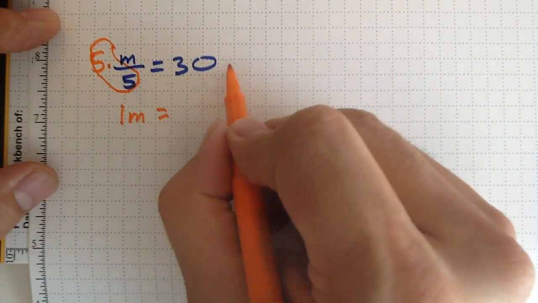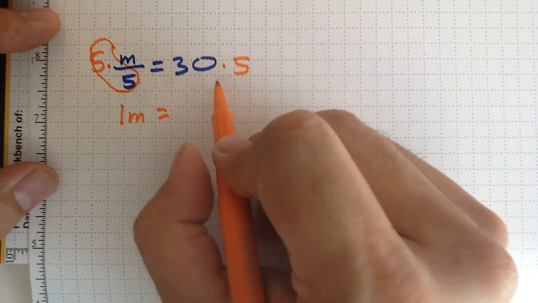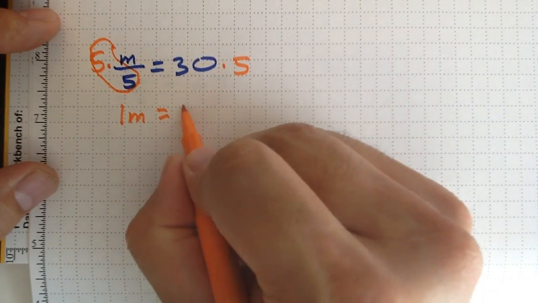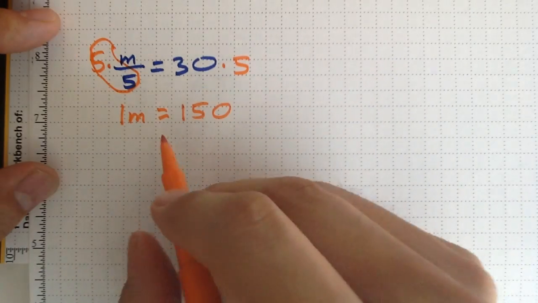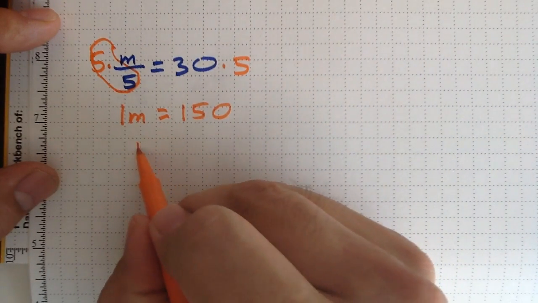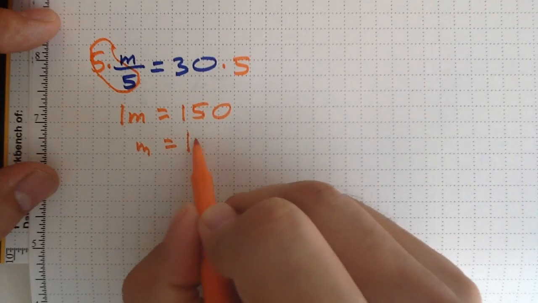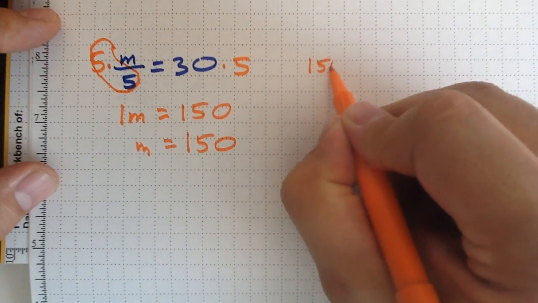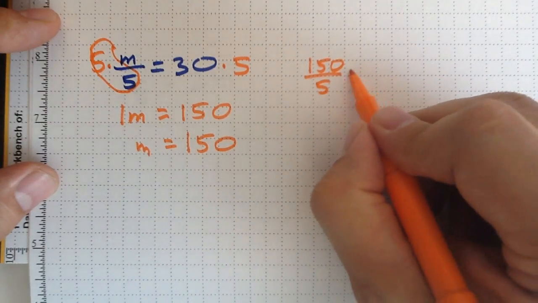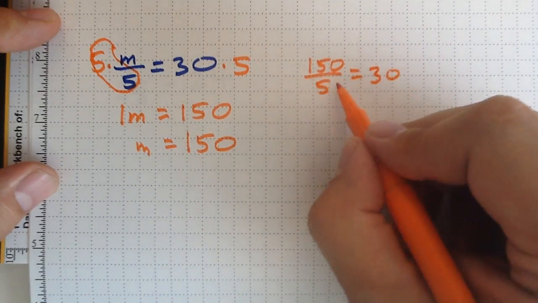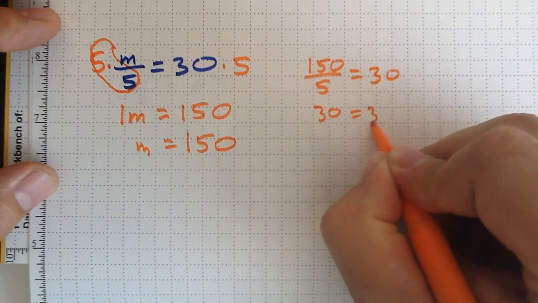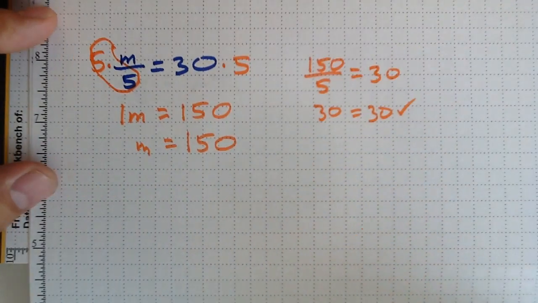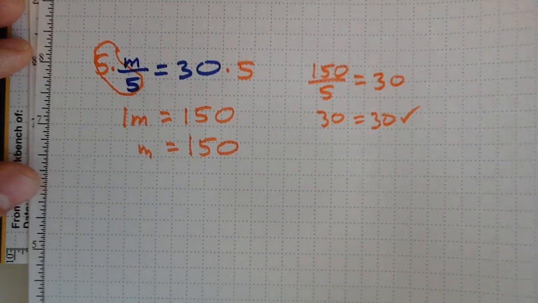And I can do that because what I do to one side, as long as I do to the other side, 30 times 5, I get 150. 1m simplifies down to just m, and we get 150. And if I check my answer, 150 divided by 5, does it equal 30? Do the math. Yes, all checks out. Looks good. Okay, so now let's keep going.